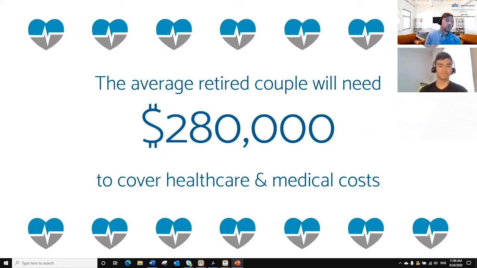So this slide is just a little bit of cold water in the face. This is a national average for a retired couple. This is the average out-of-pocket expenses for healthcare and medical costs. That would include premiums for health insurance, as well as out-of-pocket expenses for deductibles, co-pays, and all of that.